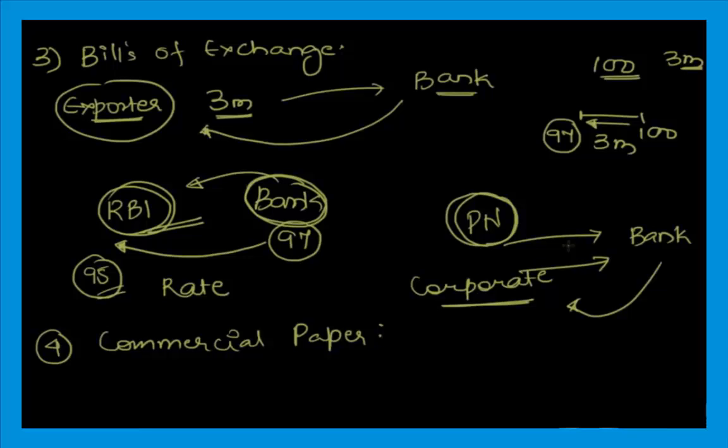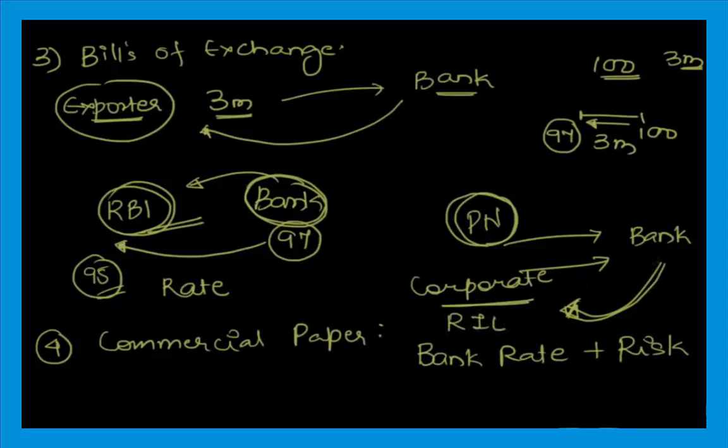Now, at what rate will the bank lend money to the corporate? The bank will lend money to the corporate at the bank rate plus the risk that the bank is taking by lending money to that corporate. Say, for example, it is Reliance Industries to which the bank wants to lend money under commercial papers. The bank will say the current bank rate is 8.75% plus, because you are a huge corporate with a good balance sheet, I'm only going to charge you 25 basis points or 0.25%, because there is less risk involved in lending money to you. So the bank will lend money to Reliance at 9%.